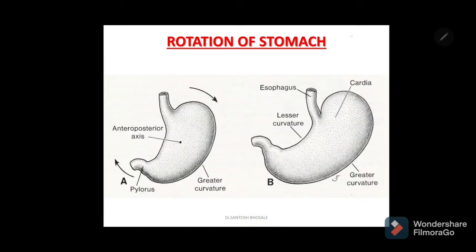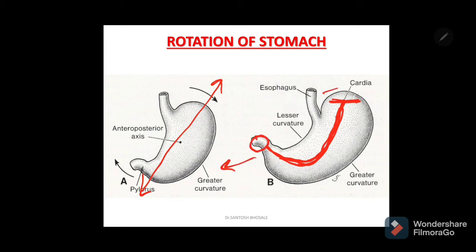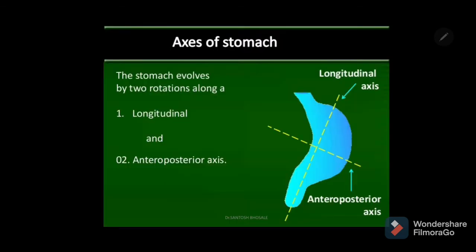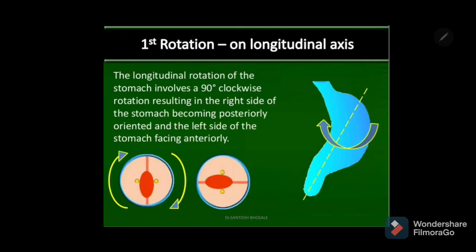Not only this one, it also undergoes rotation across the anteroposterior axis, resulting in this oblique J position of the adult stomach. You can notice there the pylorus moves towards the right, and the cardiac end towards the left. So this is the rotation around the anteroposterior axis that you see here.